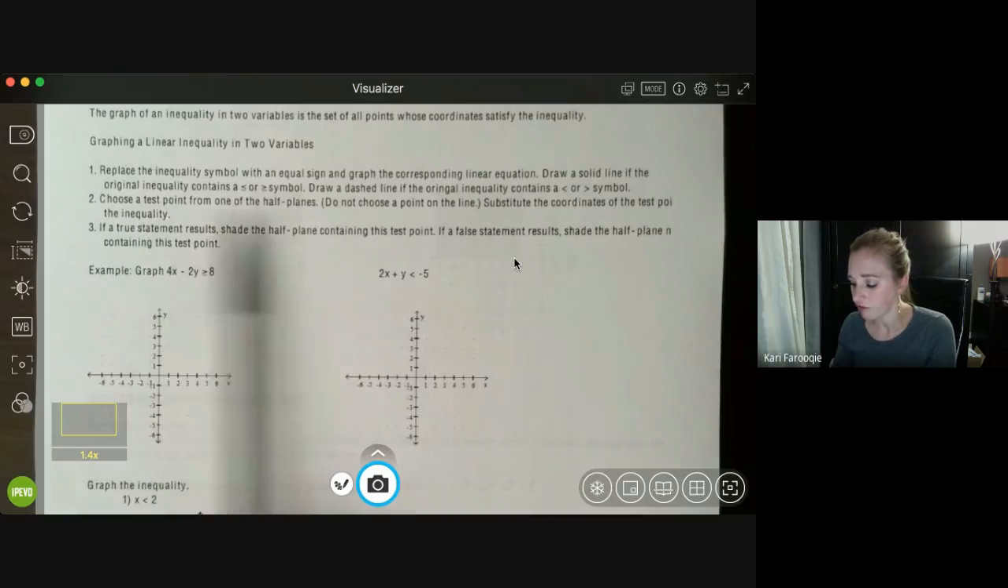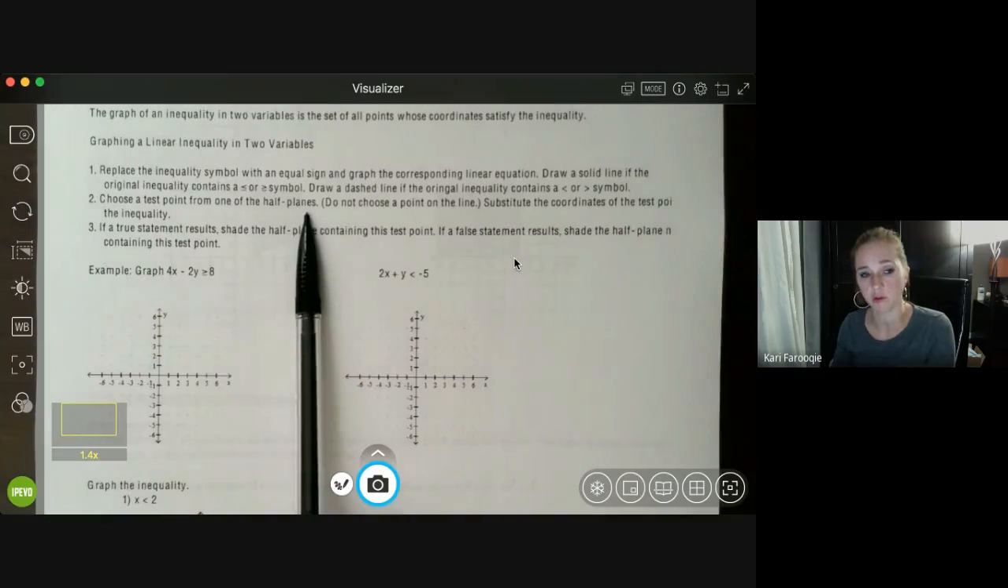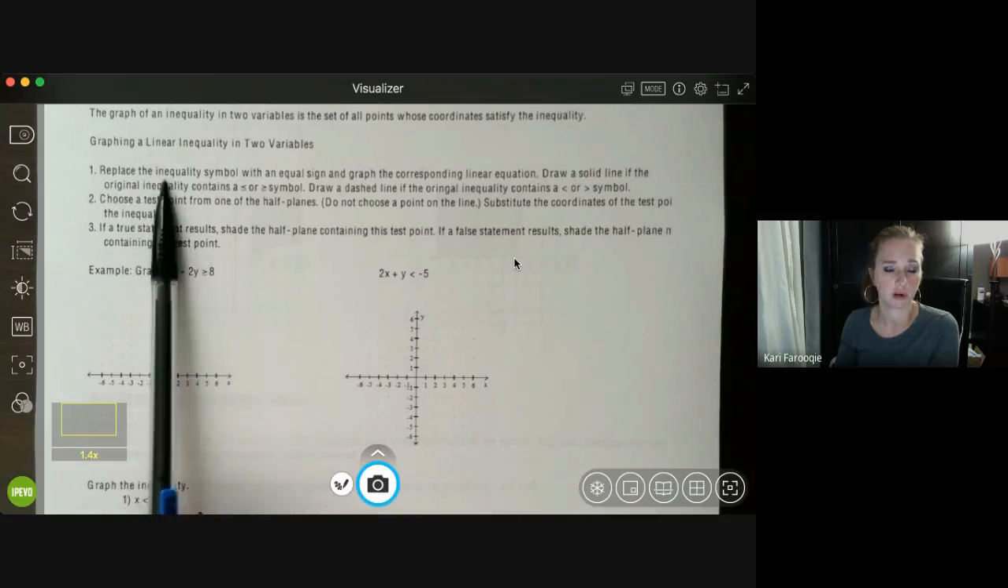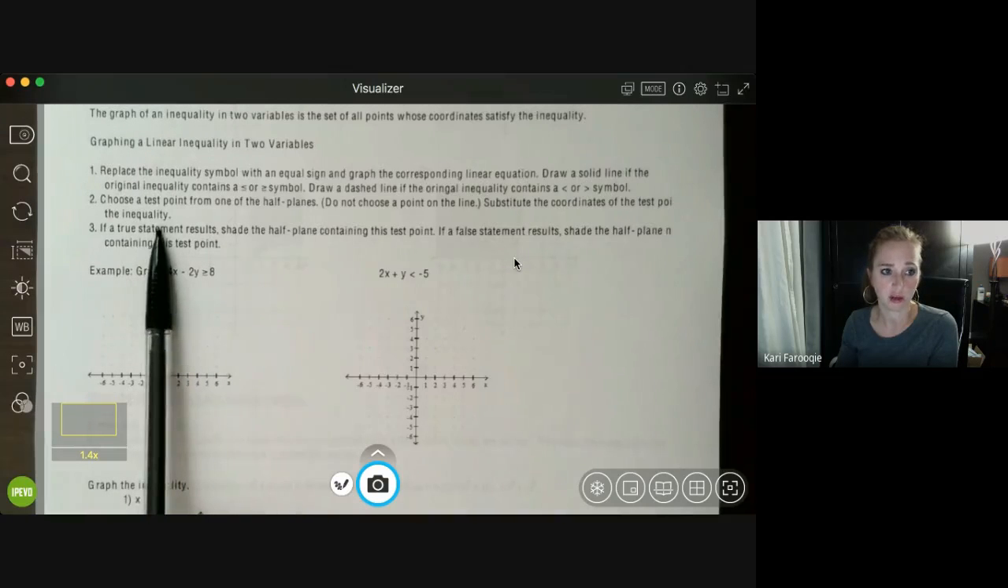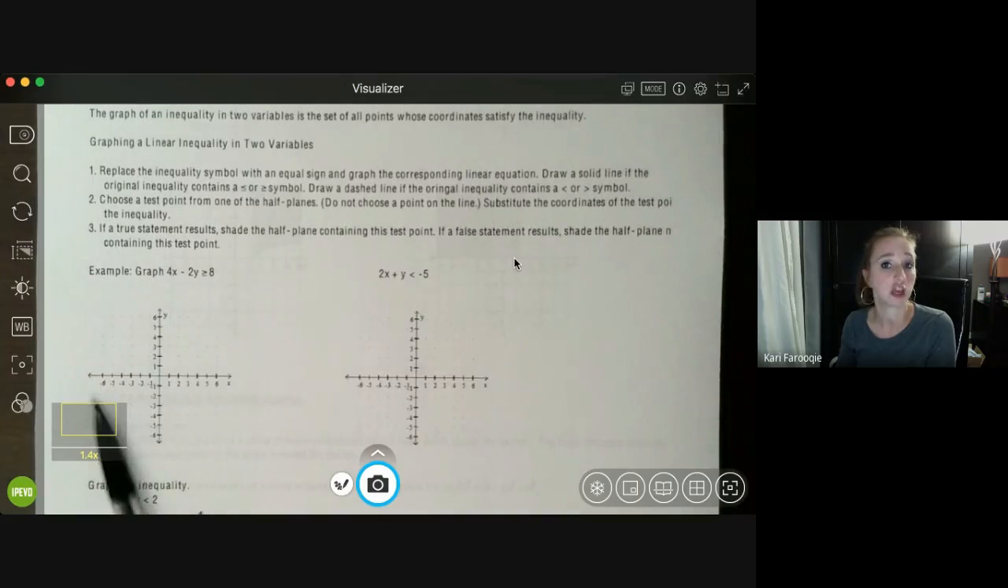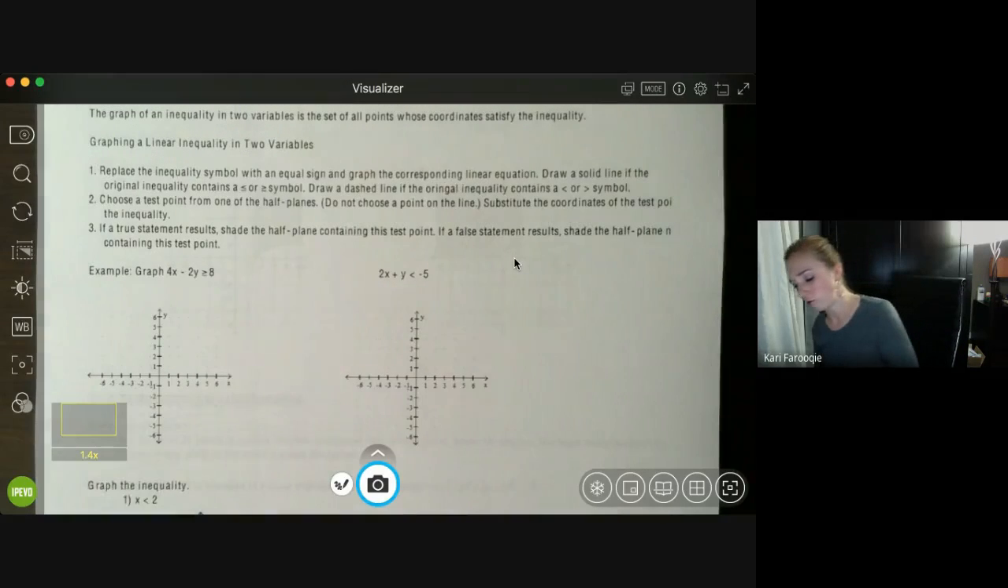Then we're going to choose a test point. And I'm going to go through this with you so you will understand how this works. But we're going to graph the inequality. We're going to choose a test point. And depending on whether or not we get a true statement with the test point, we'll know which region of the graph to shade. So let me show you how this works.